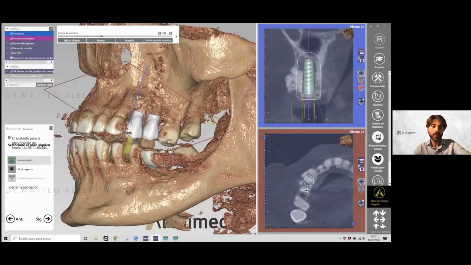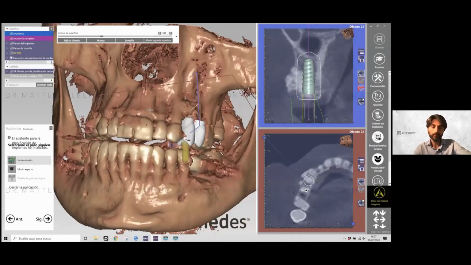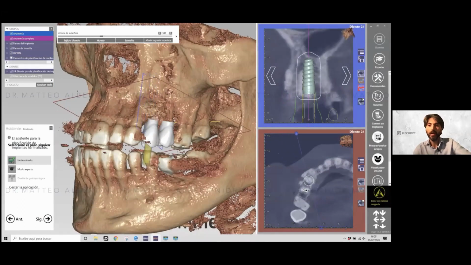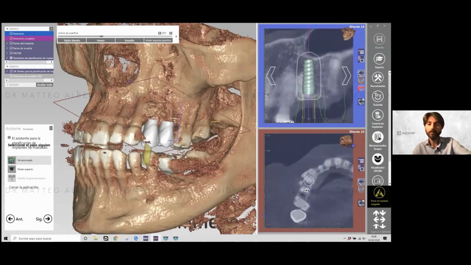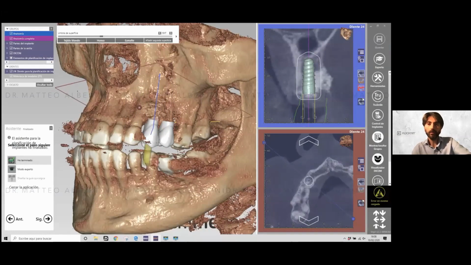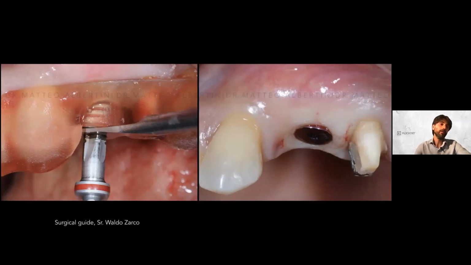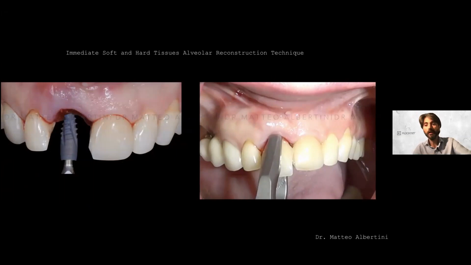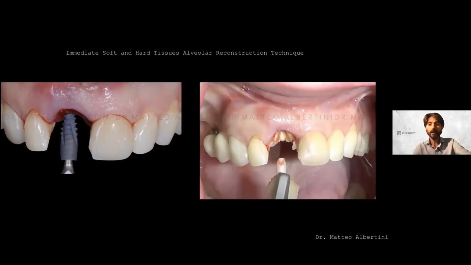And then we plan the implant position by means of the Exoplan software. And we can see that the implant is totally surrounded by bone. So it's pretty much easier to put the implant with the guided surgical protocol. So I want to show you a clinical video of this technique.